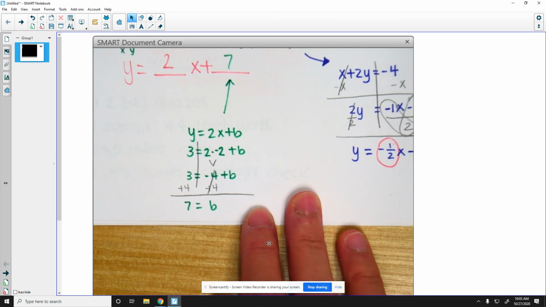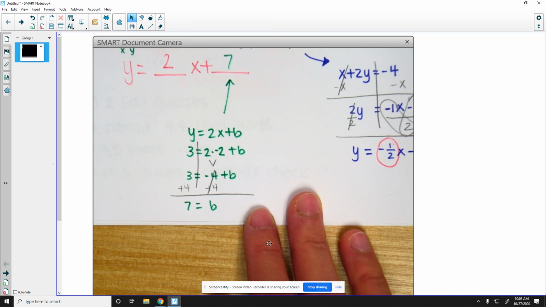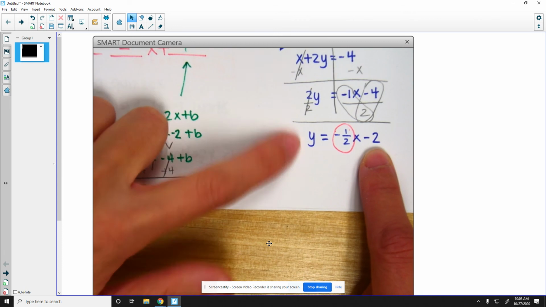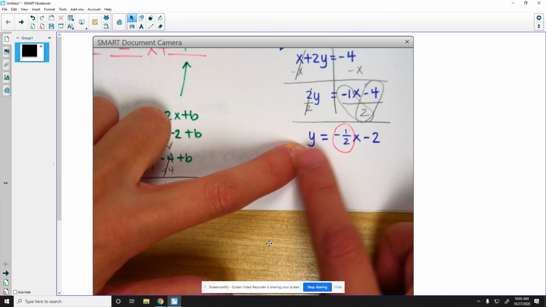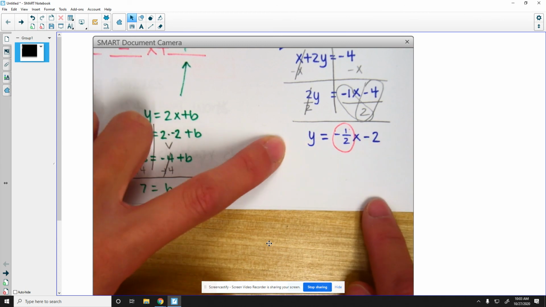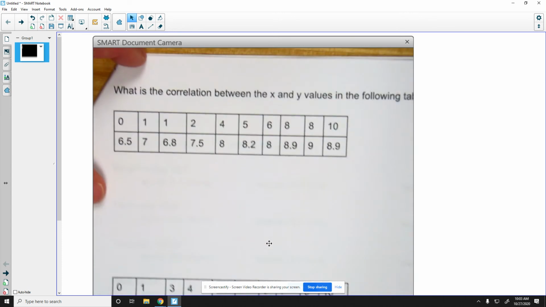Yes, Sienna? On that one, on the last one, why couldn't it just be negative 2? Why couldn't what be negative 2? The y-intercept? The y-intercept is not negative 2 because you want to know what is perpendicular to this line. So you want a completely different line. If you have a completely different line, it's going to have completely different numbers. Okay, other side. This one should be pretty quick.